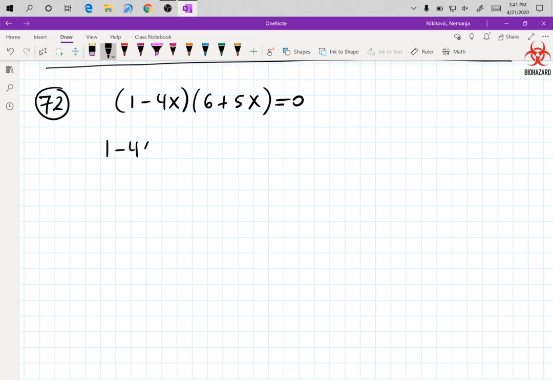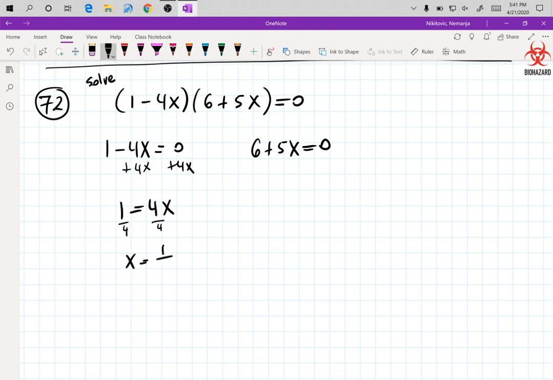So we have 1 minus 4x equal to 0, and we have 6 plus 5x equal to 0. So when it says solve, that means it's an equation and you have to solve for x equals a number, right? So we'll add 4x to both sides. We'll get 1 equals 4x. Divide both sides by 4. As you all know, x equals 1/4.